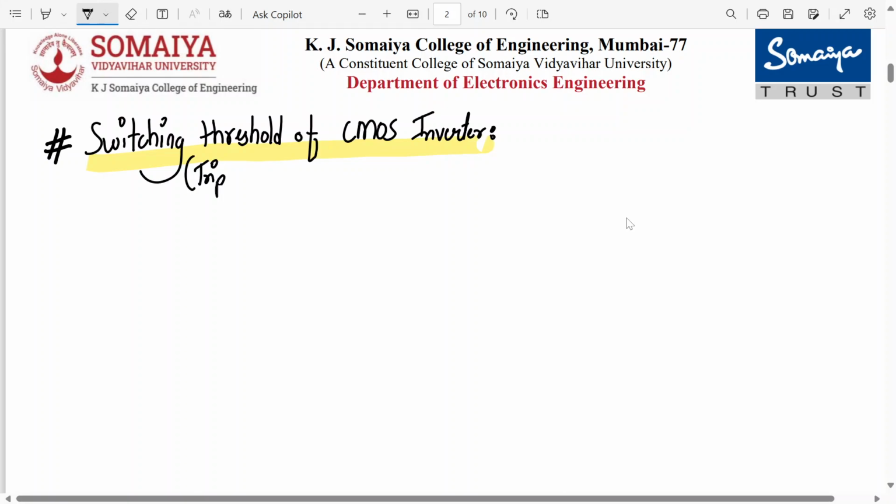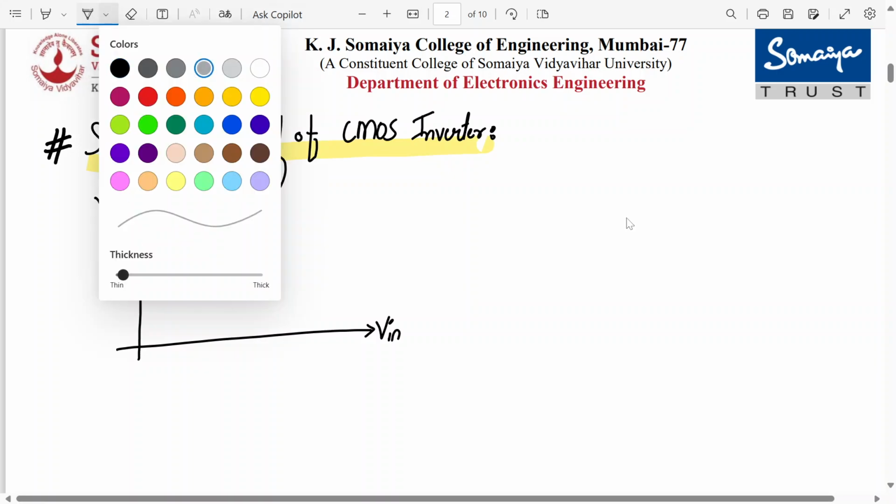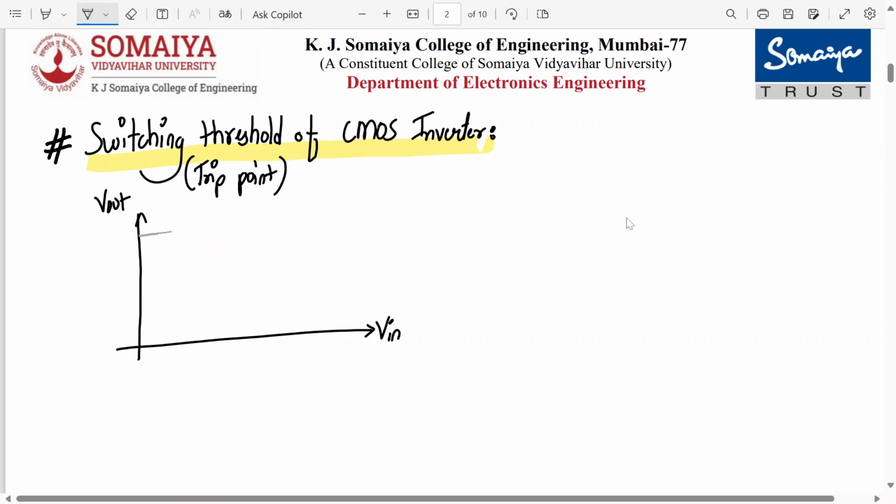point. Alright, now if I want to calculate the switching threshold for an ideal VTC curve, how will it be? This is Vin, this is Vout, and ideally the graph will look like this, right? And practically the graph will be like this.